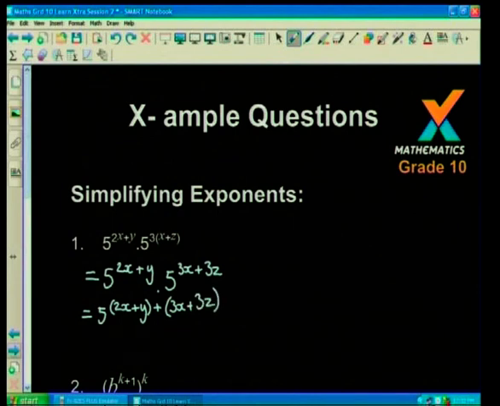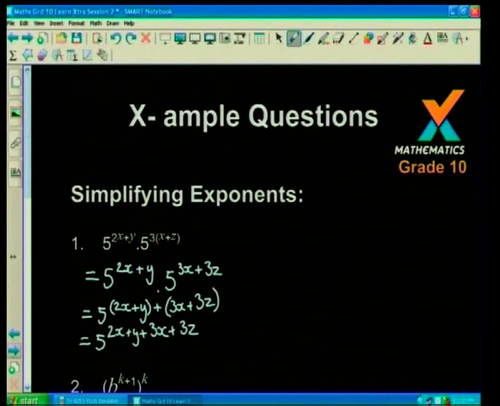Now, when the plus is multiplied in, we'll find that everything stays the same. So we have 5 to the power of 2x plus y plus 3x plus 3z.